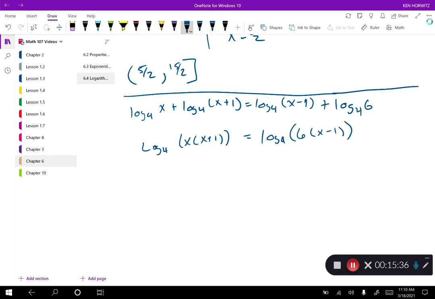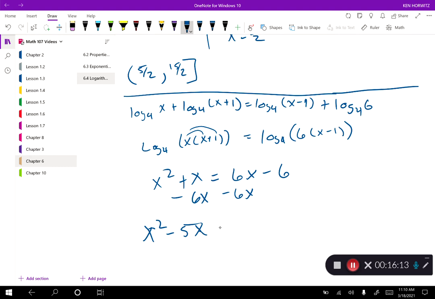And now I'm going to use my one-to-one property, basically saying if I'm applying the log base 4 to each one of those expressions, and they're equal, then the original expressions have to be equal. So I'm just going to distribute this and write x squared plus x equals 6x minus 6. Because all I'm doing in the previous one is applying the log base 4 to each of these. So in order to maintain the equality, the originals have to be equal. So I'm going to subtract 6x: x squared minus 5x plus 6 equals 0.